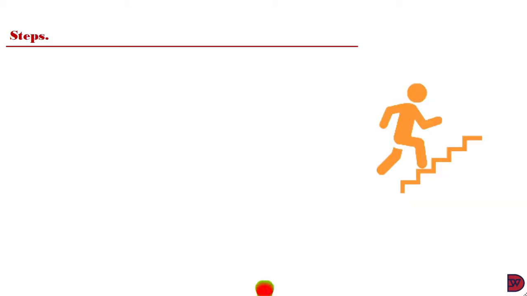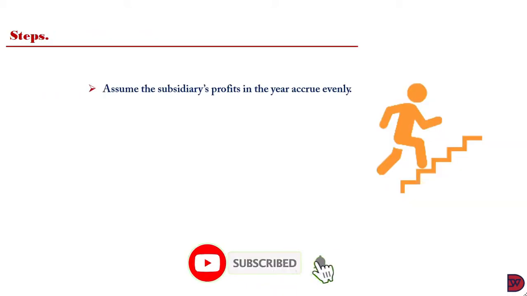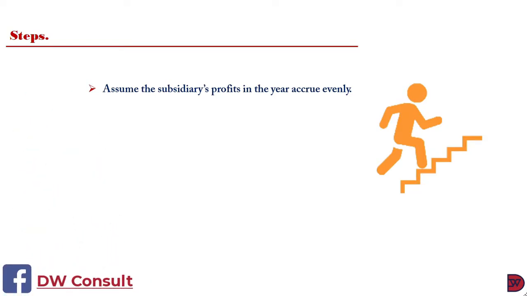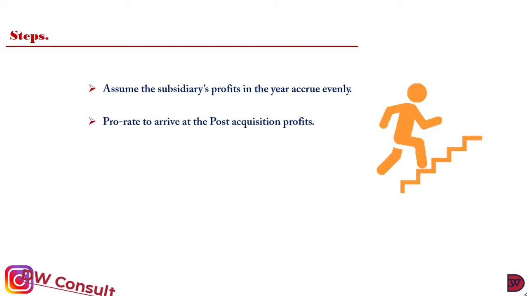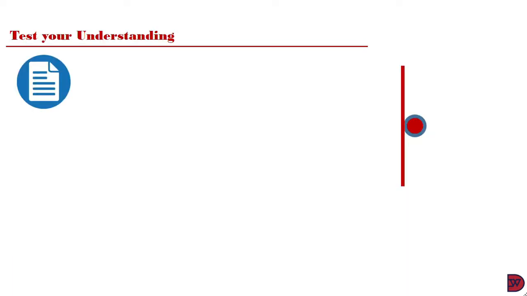Let's take a look at the steps involved. First, one must assume that the profit of the subsidiary accrues evenly throughout the year, meaning the same amount of profit is to be attributed to the months of the accounting period. So one simply has to divide the profits for the year of the subsidiary by 12. Then we prorate based on the period that a parent-subsidiary relationship transpired to arrive at the post-acquisition profit. Let's test our understanding.